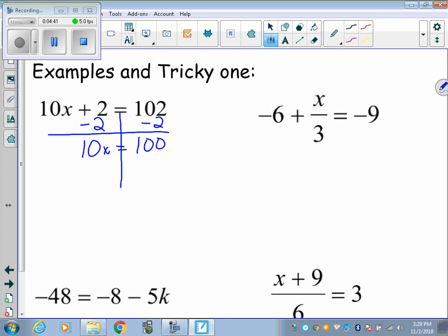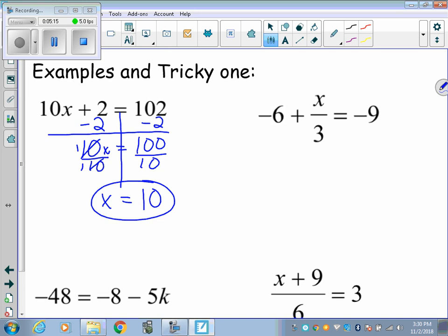Now I got to get rid of multiplication. What's the inverse of that? Division. So I divide both sides by 10, because what you do to one side, you got to do to the other. Now, what is 10 divided by 10? Truthfully, it is equal to 1. And 1 times x is just x. And then 100 divided by 10 is 10. So you get x equals 10. Now I'm going to verbally go through a check. 10 times 10, 100. 100 plus 2, 102. That does equal 102.